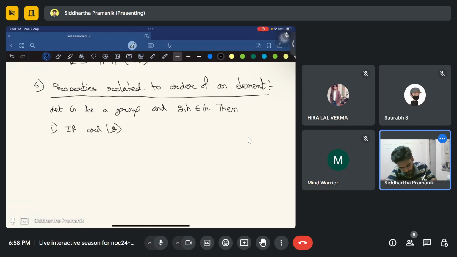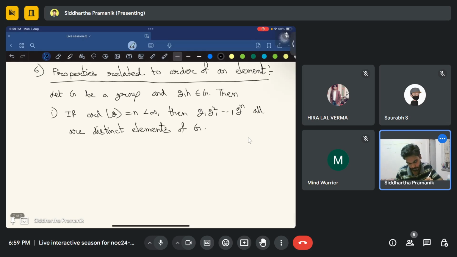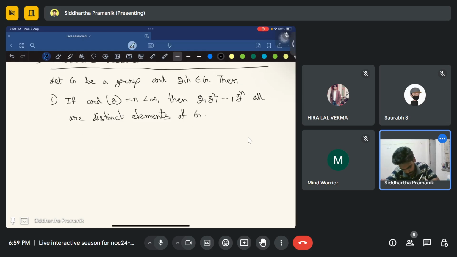order of G is n, let's say it is finite, then g, g square, g power n, these all are distinct elements of G. Okay, and from this we can conclude that the order of the element g must be less than or equal to the order of the group, which is the cardinality of the set G.